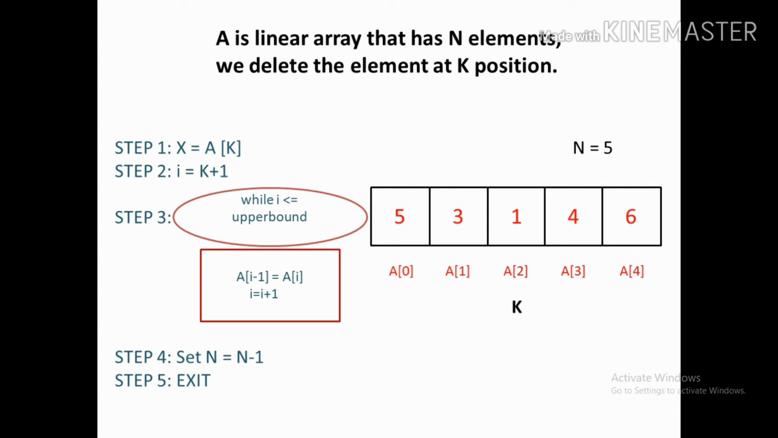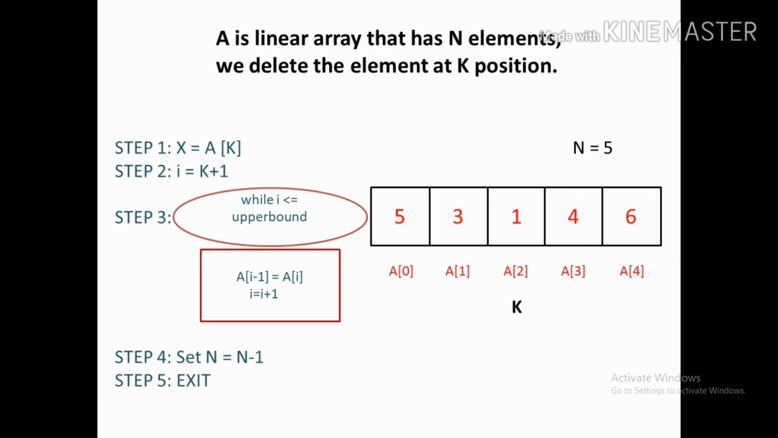Next, we assign the value of k plus 1 to variable i. Step 2, that is i equals k plus 1. For this example, i is equal to 3. Step 3, I'm going to write while i is less than or equal to upper bound. If the condition is true, then shift the element to its previous location, that is a of i minus 1 equals a of i. For this example, a of 3 will be shifted to a of 2. Then increment the value of i by 1, that is i equals i plus 1.